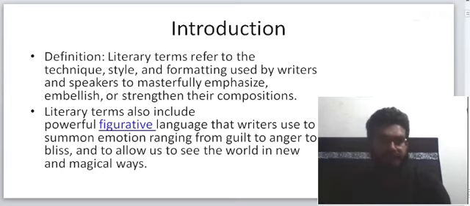convey through his writing. Literary terms also include powerful figurative language that writers use to summon emotion ranging from guilt to anger to bliss, and to allow us to see the world in new and magical ways. So, this use of literary terms has its own artistic functions. The writer has a certain purpose behind using these terms, these techniques.